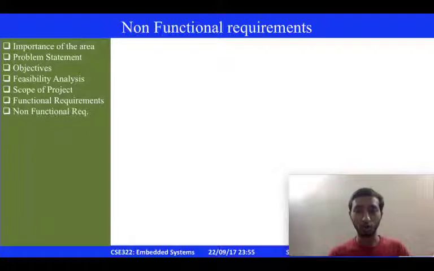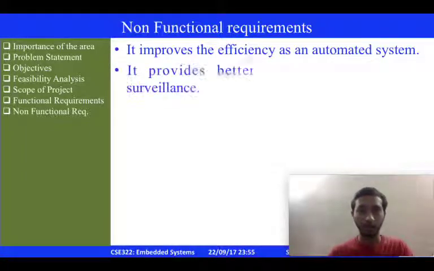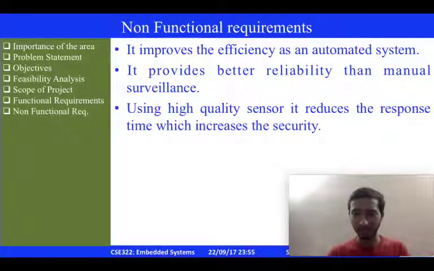And then these are the non-functional requirements: it improves the efficiency of an automated system, and it provides better reliability than manual surveillance. So these are basically the benefits of using this kind of surveillance system, and using a high quality sensor it reduces the response time, which increases security also.